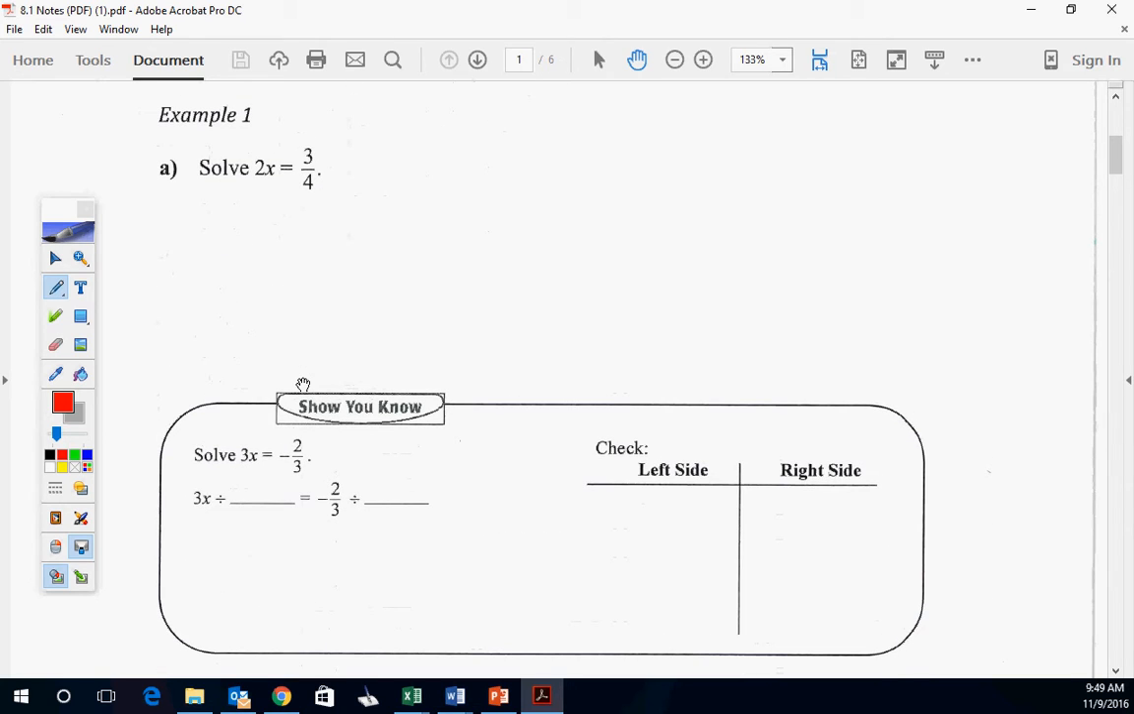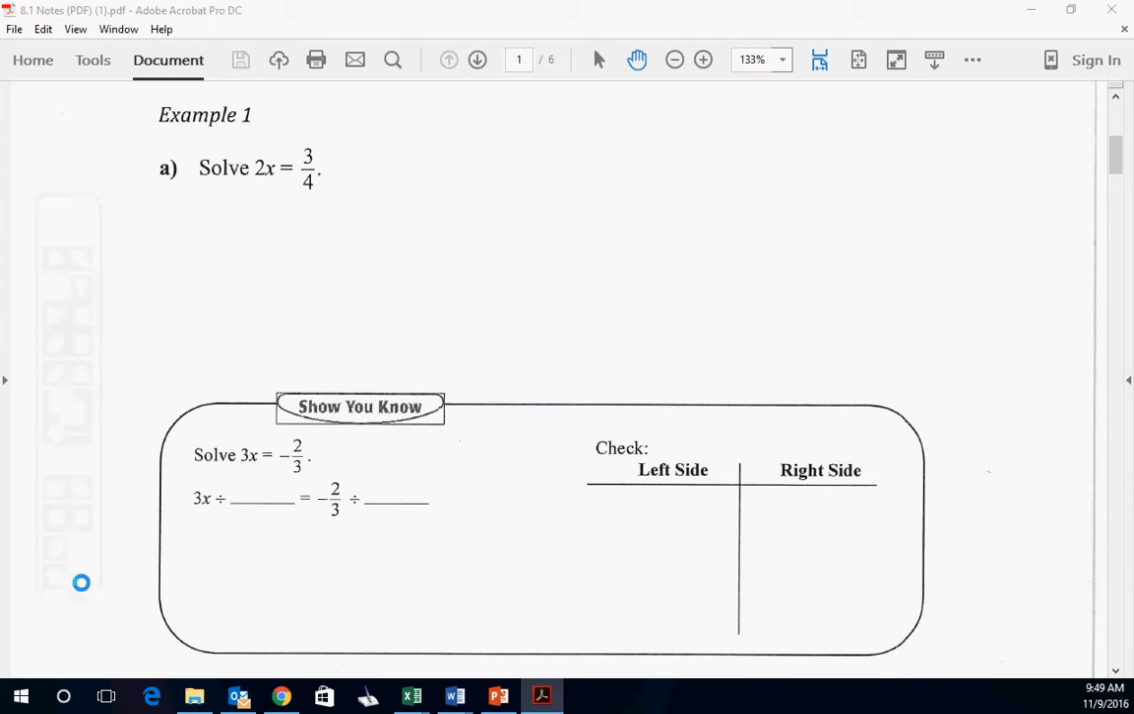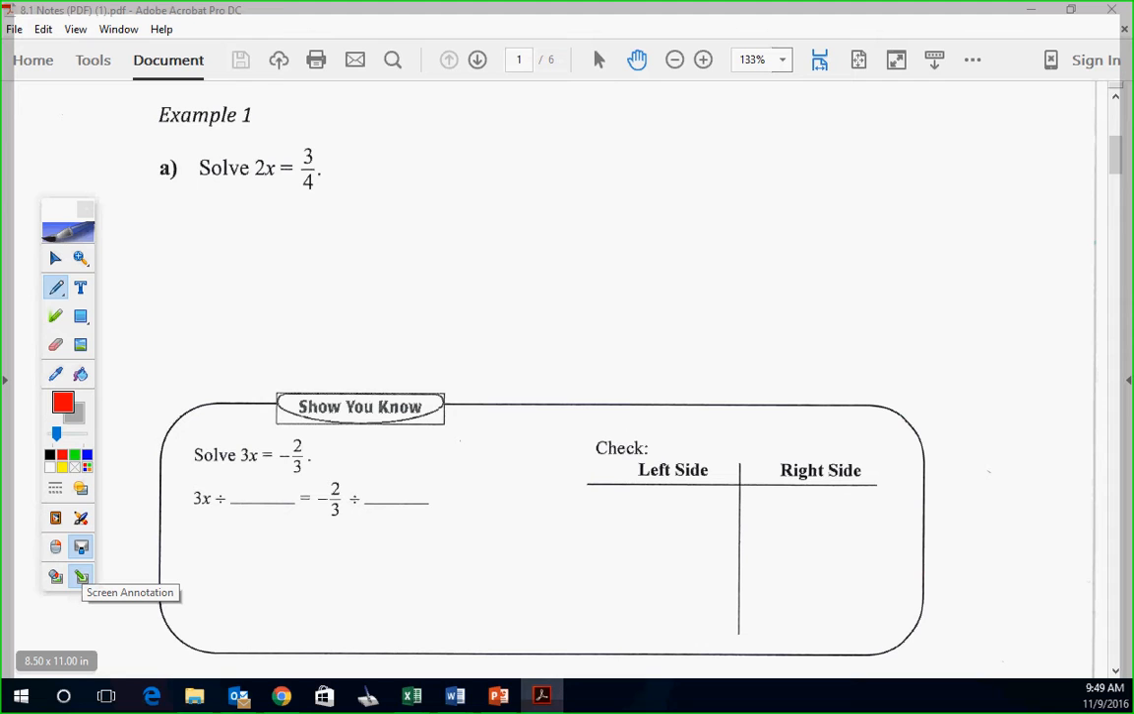So when we're solving these, don't be freaked out by fractions. We still want to think about it in terms of what is the thing I'm solving for? I want to know what the unknown value is. So the unknown value is x.